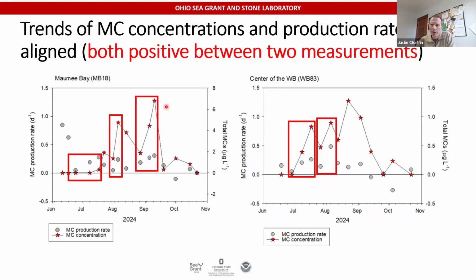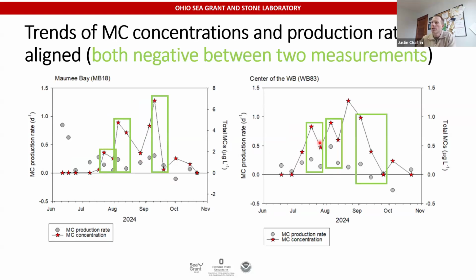There's some good agreement between the trends. For example, here I have highlighted when concentrations went up between two sample dates and when microcystin production rate increased. Concentrations increased from this date to this date, and so did production rates. We see these trends agreeing here and over here. We also see when the trends were going down: concentrations decreased, and production rates also decreased. So there's some good agreement.